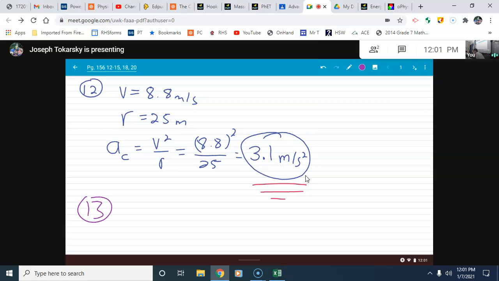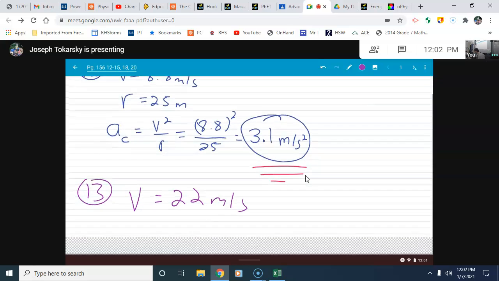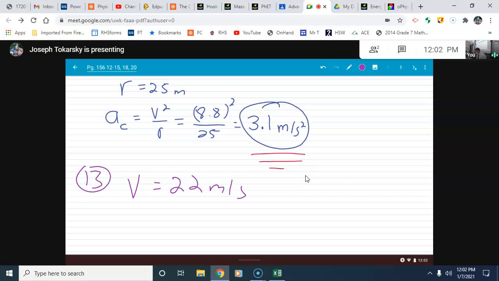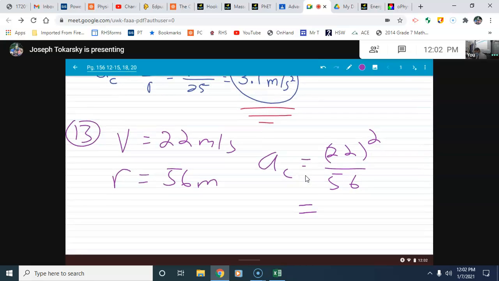First, it asks us to find the centripetal acceleration because, again, it gave us how fast we were going, 22 meters per second, and it gave us the radius of the turn, which is 56 meters. So from that, we could use the same exact equation we used in the last problem. And I should get about 8.6 meters per second squared for that.